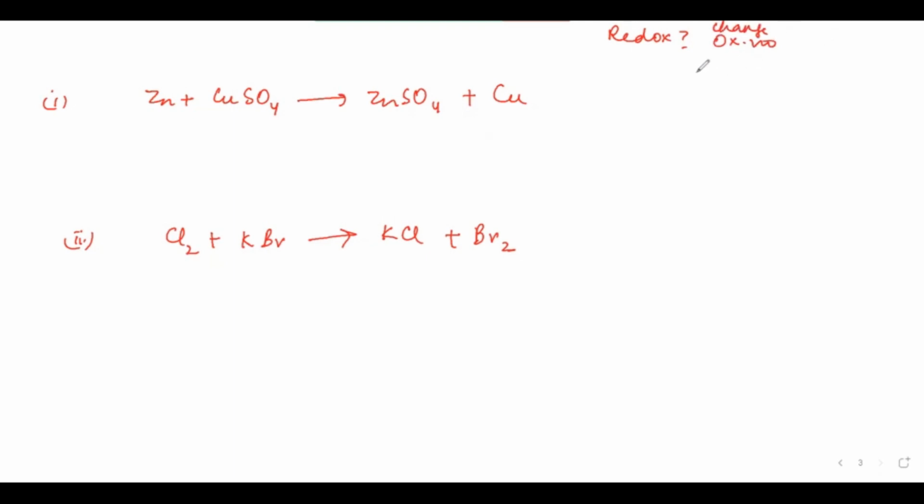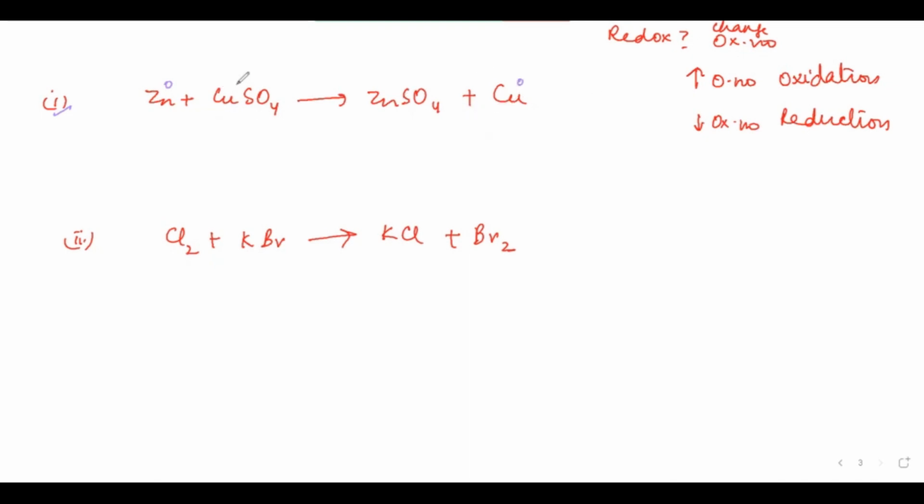And we know that if there's an increase in oxidation number, it's oxidation, right? And if there is a decrease in oxidation number, it's reduction, right? So we need to calculate the oxidation number and see how the change is taking place. Now let's do equation number one. We have this uncombined form of an element, so oxidation number is 0. This is another uncombined form.